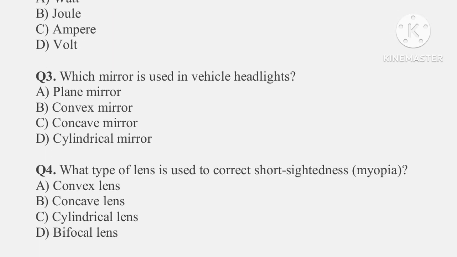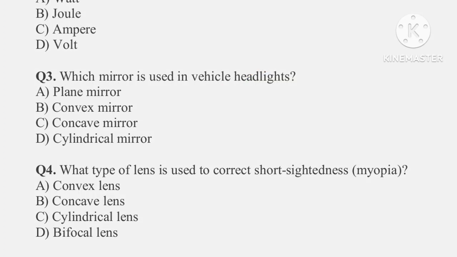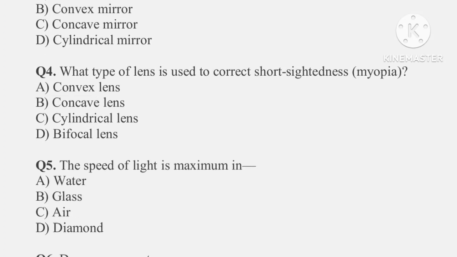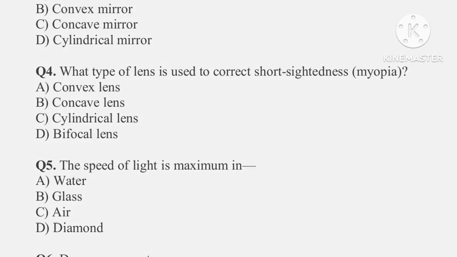Question number 3, which mirror is used in vehicle headlight? So, the answer is option C, that is concave mirrors are used in vehicle headlights. Question number 4, what type of lens is used to correct short sightedness, that is myopia? So, the answer is option B, concave lens.